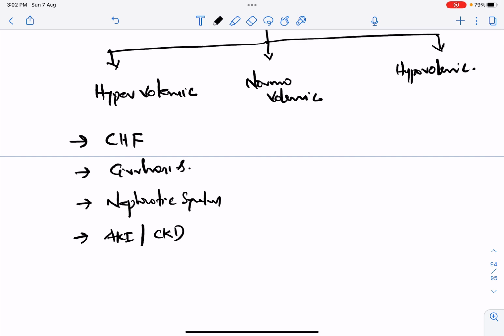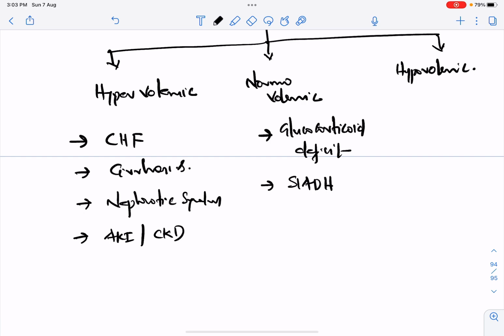Now, normovolemic hyponatremia includes glucocorticoid deficit. It is seen in SIAD, which is a classical example for normovolemic hyponatremia. And also polydipsia.